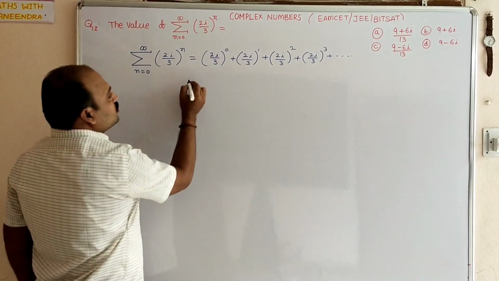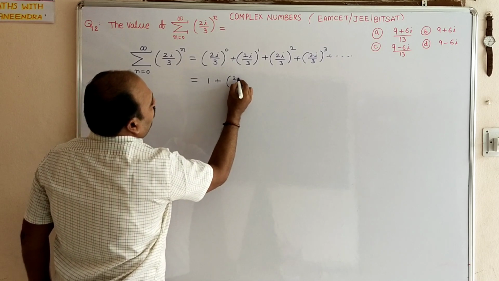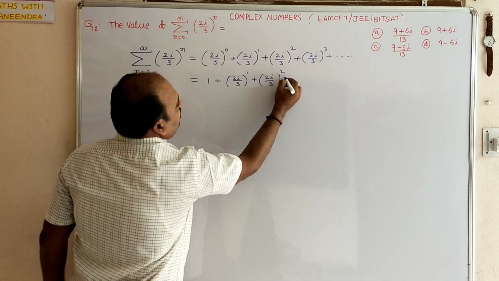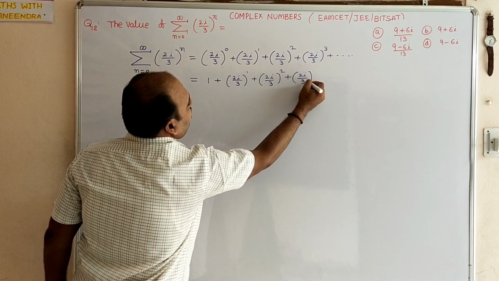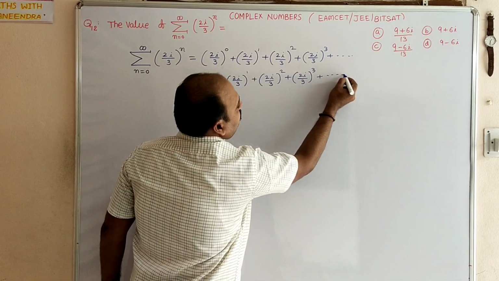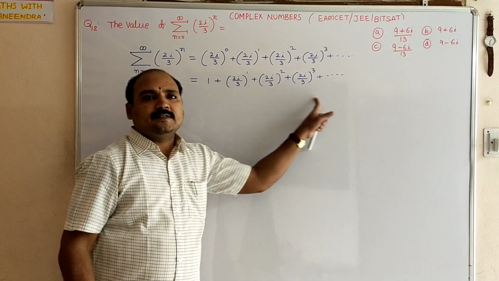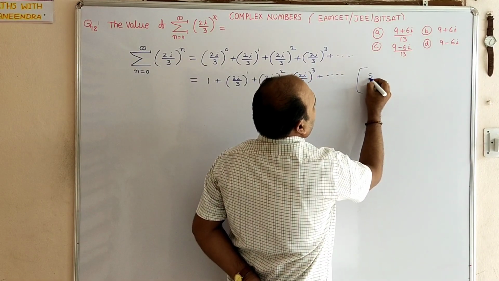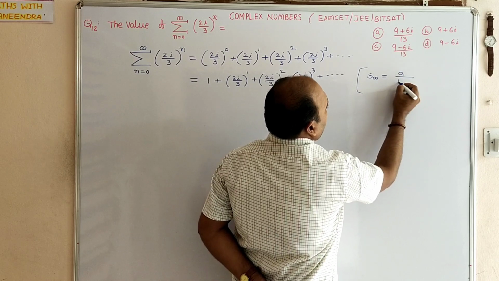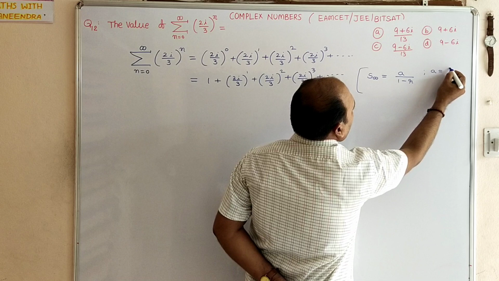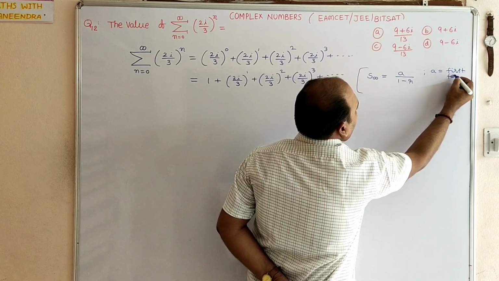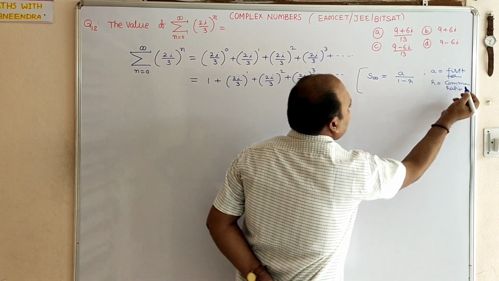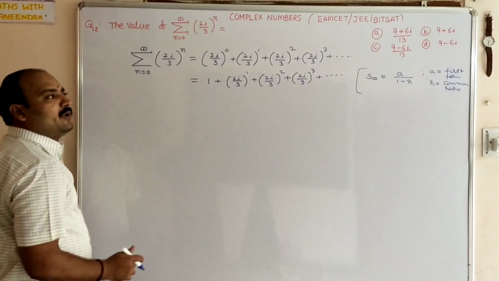Anything power 0 is 1, so we can write it as 1 plus (2i/3) whole power 1, (2i/3) whole power 2, plus (2i/3) whole power 3 and so on. By observing, this series is an infinite GP, so we have S infinity equal to a by 1 minus r, where a is the first term and r is the common ratio. We know the meaning of common ratio: second term divided by first term is called common ratio.